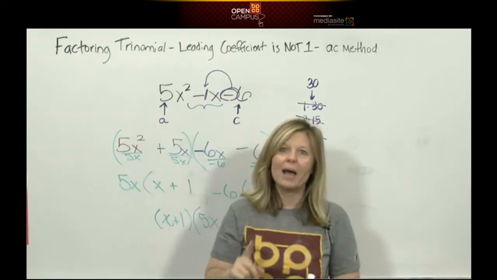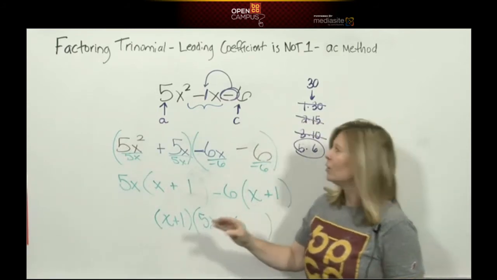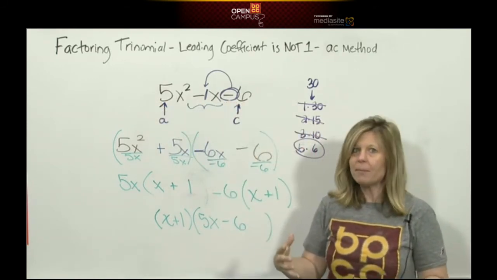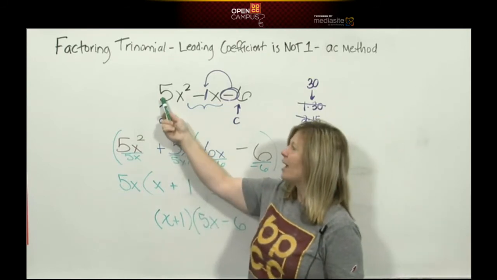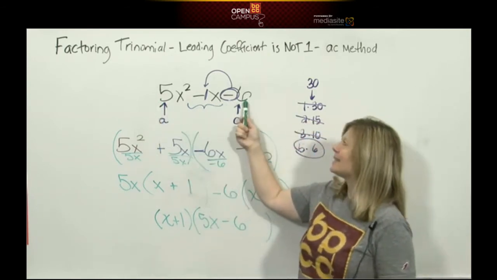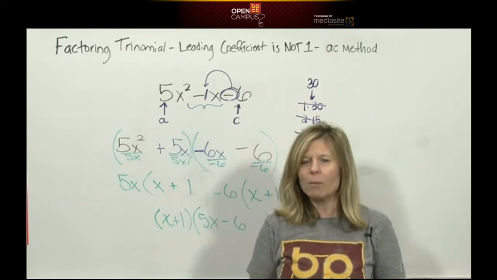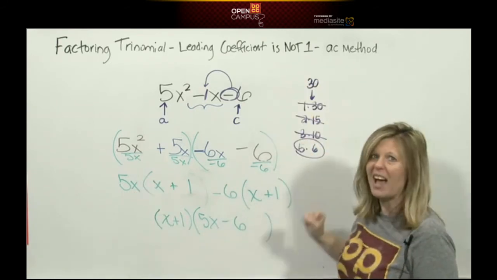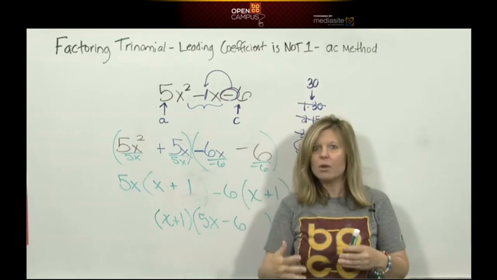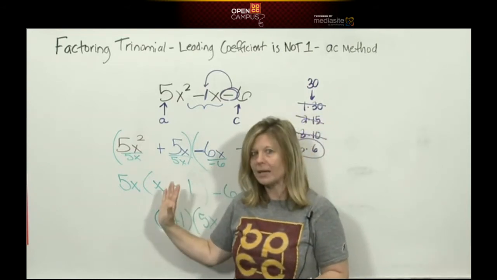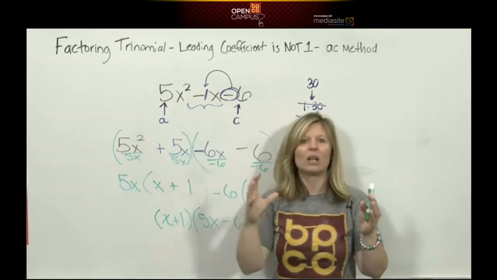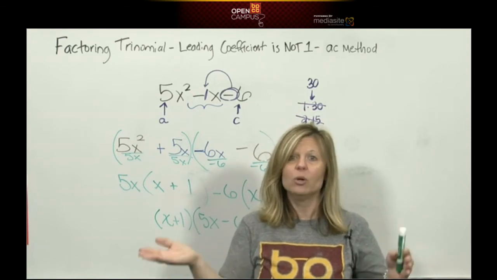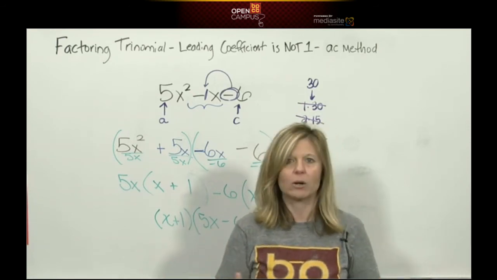Now, I will warn you about AC. AC is great when the numbers for A and C are relatively small. But think about this, ladies and gentlemen. What happens if A was 25 and C was 36? Would you really want to multiply 25 times 36, get that huge number, and then have to list all its factors? No. So just to give you a heads up, the AC method is great as long as your numbers for A and C are relatively small. If those numbers get really big, then you may want to do the trial and error method because it would be quicker.